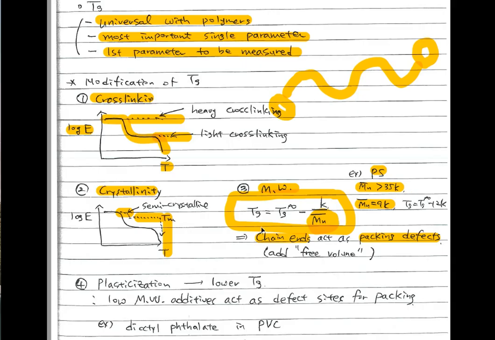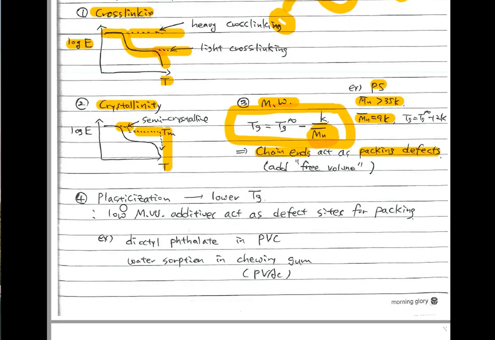Another way to modify glass transition temperature is plasticization. So remember, when you first learned about Tg, the first question was, why do you really need to care about Tg? And it was related to the use temperature of the polymers. One example was about the plasticizer phthalate. So what exactly is a plasticizer, and why does adding more plasticizer lower Tg?